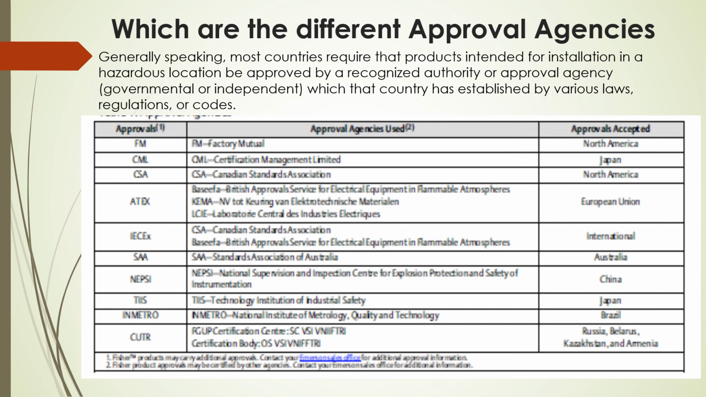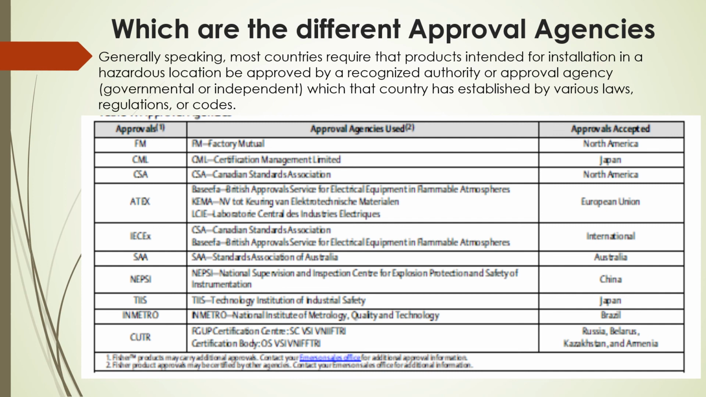IECEx, CSA, Canadian Standards Association, and BASEEFA, British Approval Service for Electrical Equipment in Flammable Atmospheres. This is accepted internationally. SAA, Standards Association of Australia. This is accepted in Australia. NEPSI, National Supervision and Inspection Center for Explosion Protection and Safety of Instrumentation. This is accepted in China. TIIS, Technology Institute of Industrial Safety. This is accepted in Japan.